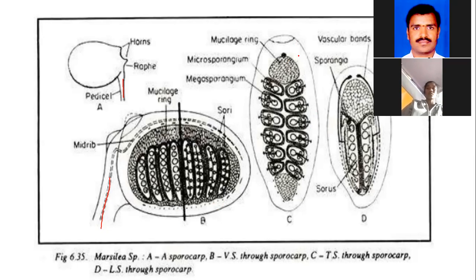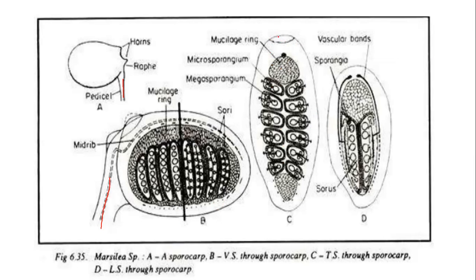Now when we take the transverse section of this complete sporocarp, you can see the presence of these sori. These are called the chambers of this sporocarp. This is one chamber, this is another chamber. These are called the sori, the bag or sac-like structures which are developing. In this we can see the formation of the sporangium. This is the sori, which is going to accumulate the sporangia.